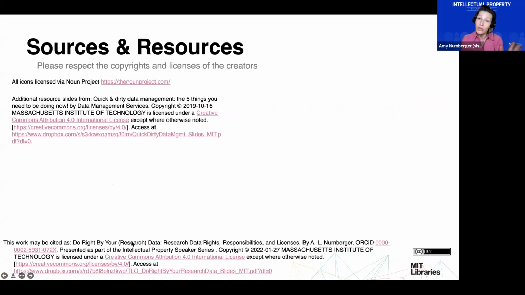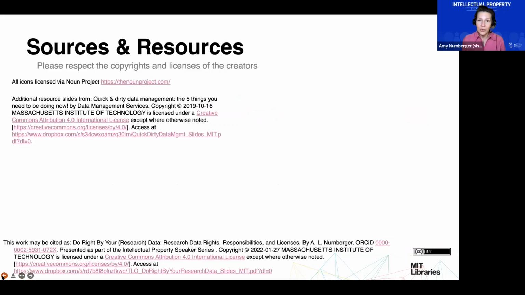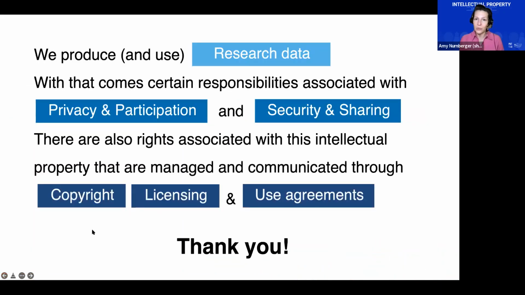So, also, there are other slides in this deck that will point you to some of the resources that we've mentioned in here and some of the other resources that are available to you at MIT and other places as well. So do take a look at that slide deck to get those.